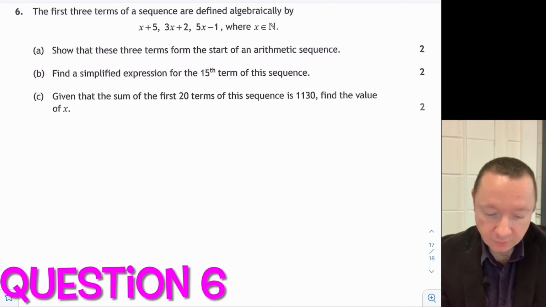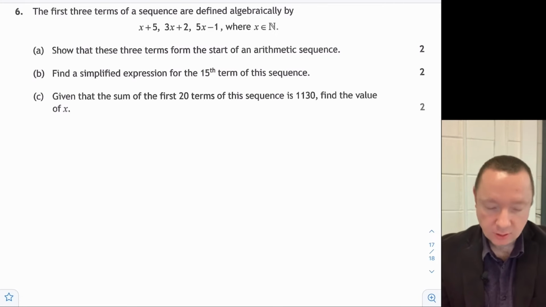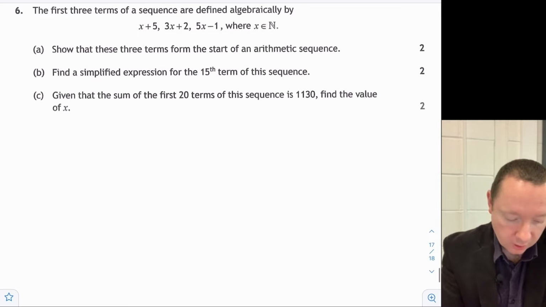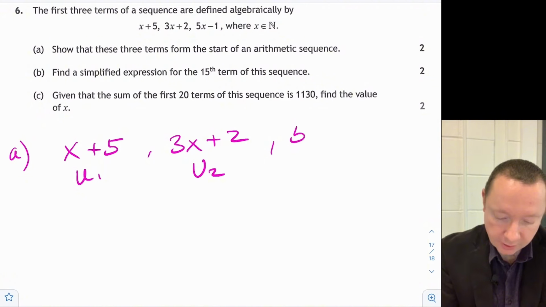x plus 5, 3x plus 2, and 5x minus 1, where x is a member of the natural numbers. Show that the first 3 terms form the start of an arithmetic sequence. Okay, let's start doing that. So let's say x plus 5 is u1. 3x plus 2 would be u2, our second term, and 5x minus 1 would be u3.